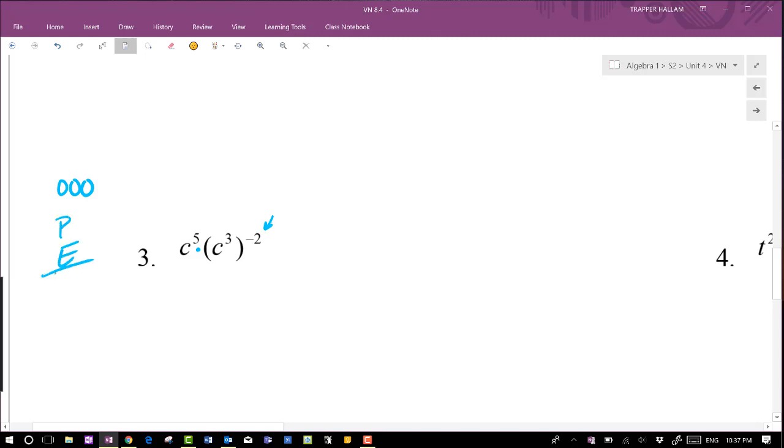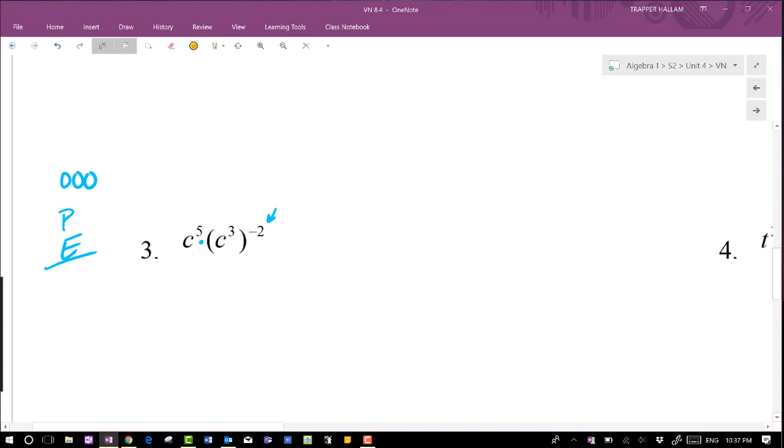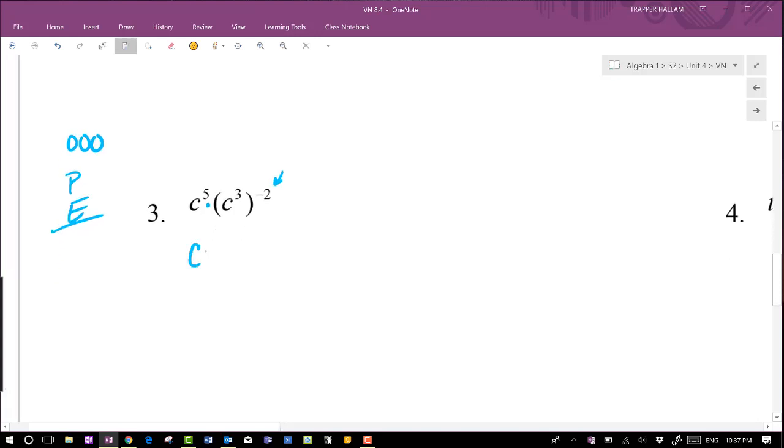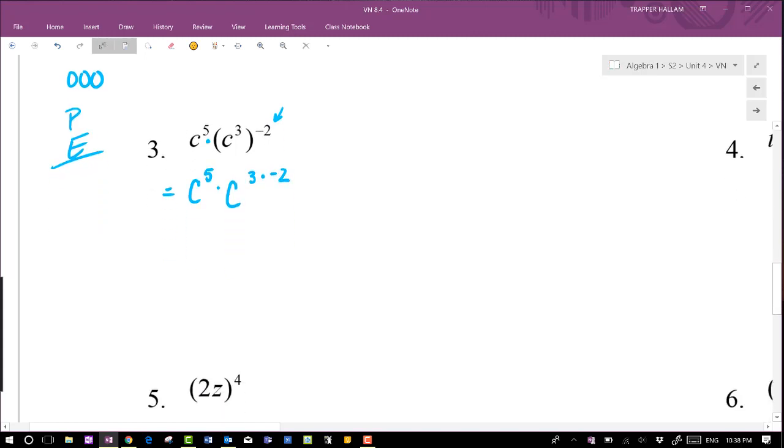So we have to address both the parentheses and exponents first. In this case, we're going to break this apart into c to the 5th times, and then we're going to address this part. Our power to a power rule says that we're going to multiply these exponents. So I'm going to have c to the 3rd times negative 2. And we've addressed the parentheses now, so we can drop them. And this is going to leave us with c to the 5th times c to the negative 6th.